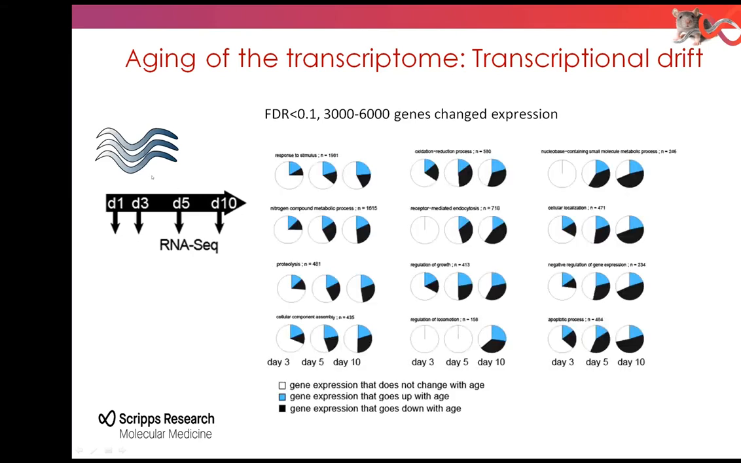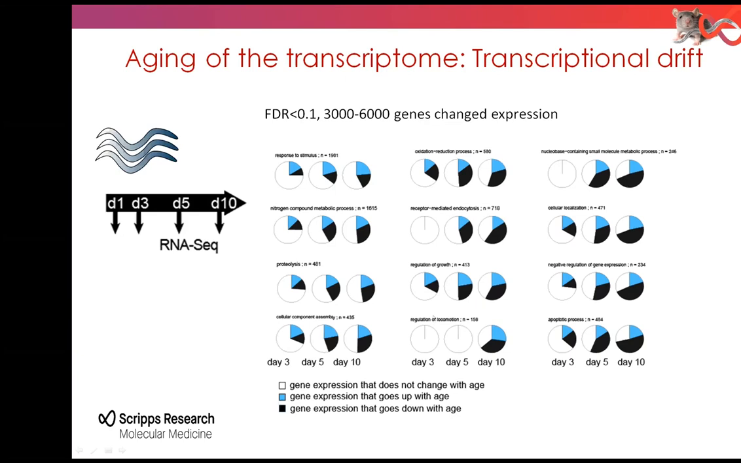Each of these triplicate pie charts represents a gene ontology. It's not so important what's written above here. This is the gene expression changes on day 3, 5, and 10. In white are genes that don't change, in blue genes that go up, and in black genes that go down. What we noted, with over 250 of these, is that what is common with them is that the fraction of genes that change in opposing directions seems to increase with age.